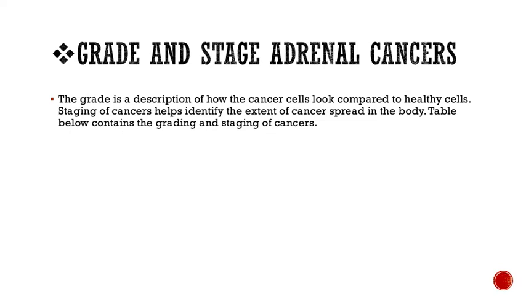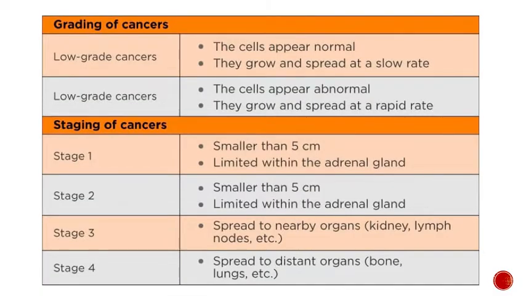Grade and stage of adrenal cancers. So, the grade is a description of how the cancer cell looks compared to healthy cells. Staging of cancers helps identify the extent of cancer spread in the body. Now, the table below contains the grading and staging of cancers. Grading of cancers. They can be high grade or low grade cancers. In low grade cancers, the cells appear normal, they grow and spread at a slow rate. Whereas in high grade cancers, the cells appear abnormal, they grow and spread at a rapid rate.